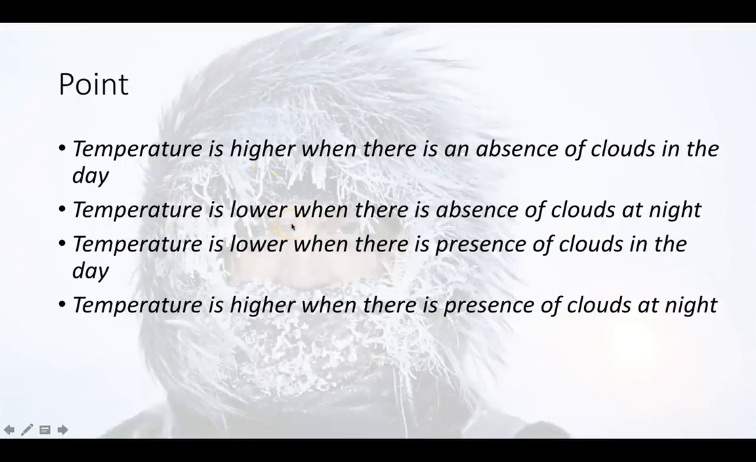Now, the point made over here is that temperature is higher when there is an absence of clouds in the day. However, temperature is lower when there is an absence of clouds at night. Temperature is also lower when there is a presence of clouds in the day, and temperature is higher when there is a presence of clouds at night. What does this all mean? Let's look at each point specifically.